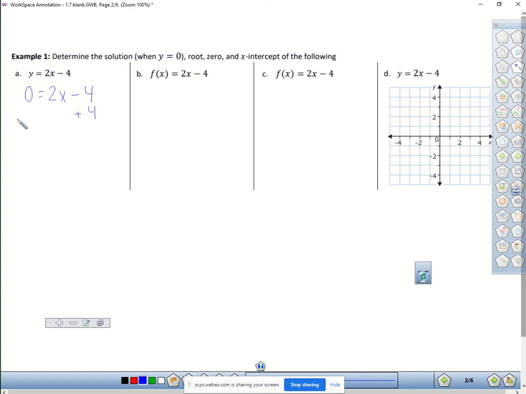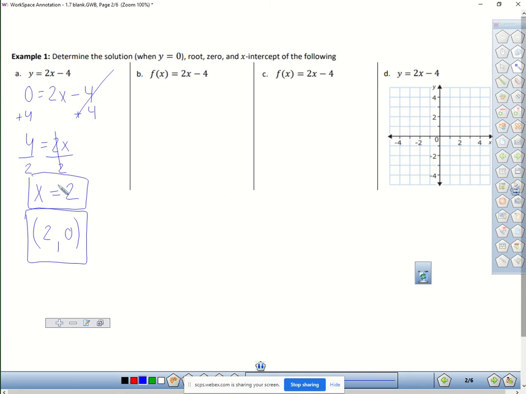So I'm going to add 4 to both sides. That's going to give me 4 is equal to 2x. Divide both sides by 2. And I get x is equal to 2. So this is what we would call a root or a 0. But if they want us to write our answer as an x-intercept, we would write it as (2, 0), because that's where it would fall on the coordinate plane. So these are both versions of the answer, okay? Just be aware that if they want the x-intercept, they want a number, 0.